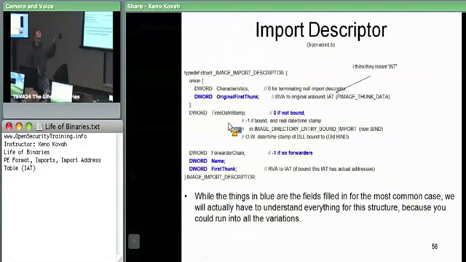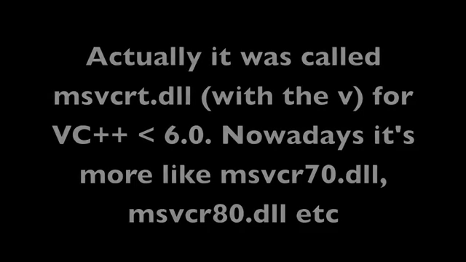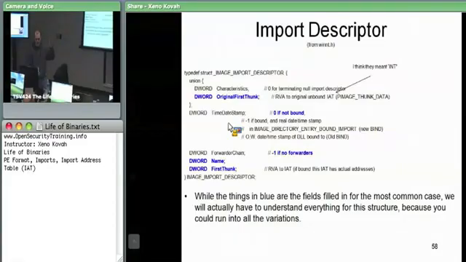So if I import from mscrt.dll, Microsoft C runtime.dll, there's going to be one of these that says, okay, the name is mscrt.dll, and here's the pointer to the address of function addresses that I want to import. Here's the pointer to the names of all those functions. And then you move down, and there'll be another one of these descriptors for kernel32.dll, and another one for ntdll.dll and stuff like that.